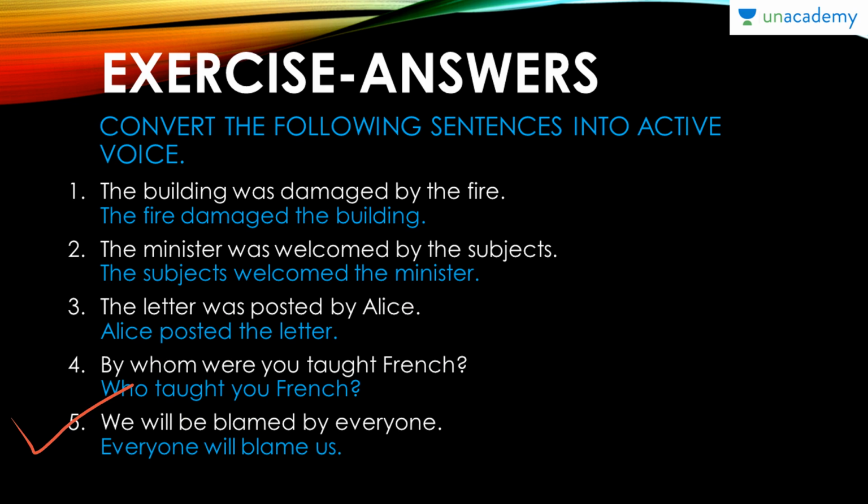Sentence 5, we will be blamed by everyone. Everyone is the subject, we is the object, will be blamed. It's in future, right? Be has to go because that's the auxiliary verb, so will by. Everyone will blame we doesn't make sense, so we have to convert it into the closest thing that will sound right, that is everyone will blame us.